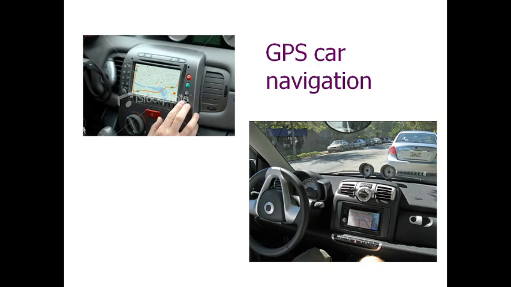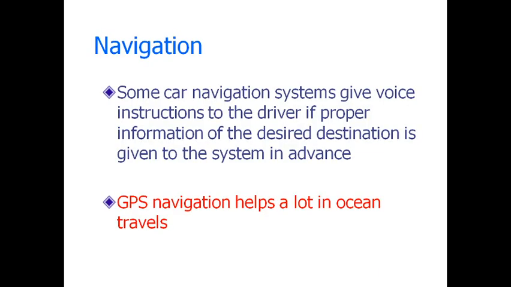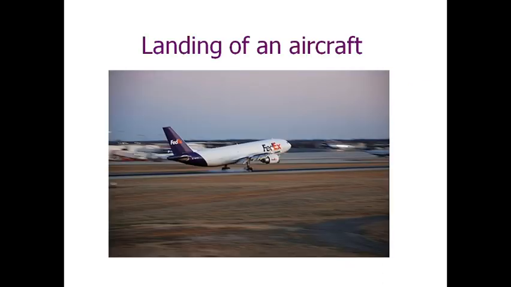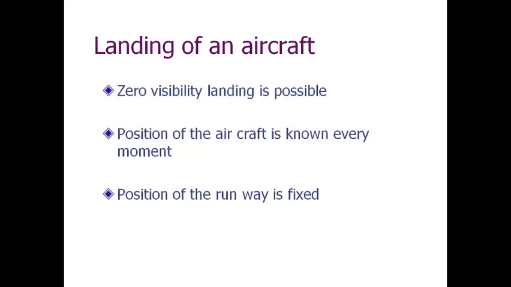Another application of GPS is in car navigation. Most of our cars have GPS equipment installed inside today. It's also used in ship navigation in ocean travels, and also in aviation, air travel. In air travel, even zero visibility landing is possible with the aid of GPS. The position of the runway is known and fixed, and the position of the aircraft, which is changing every instant, is also known with the help of GPS. So if these two parameters are known, the aircraft can be landed in a very safe way.